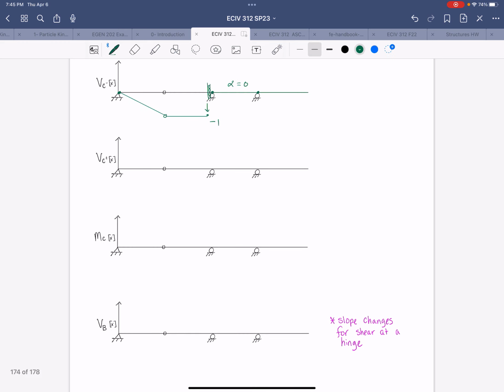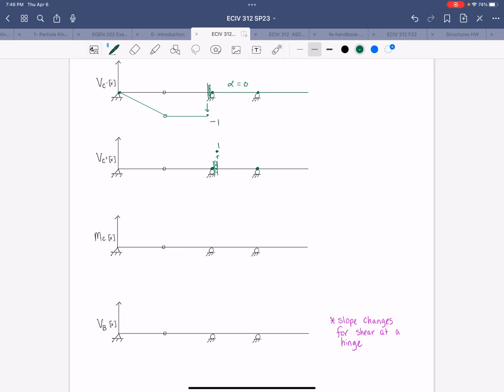For shear immediately after the support at C, move the roller guide to the other side. Now the left side can't move because there's a support right there. So the right side has to take the full unit displacement. All right, so this is going to be a value of 1. And then we draw the straight line segments.